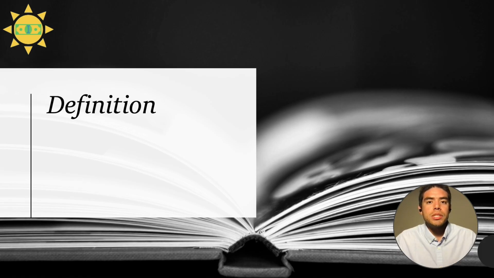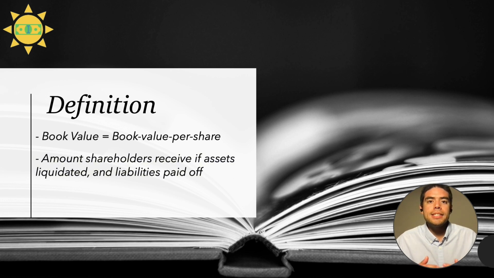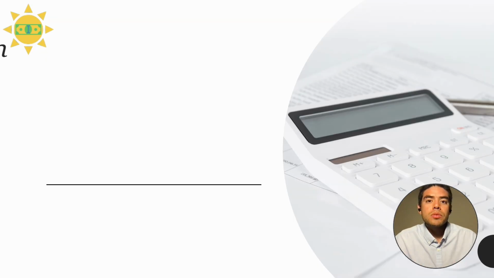Let's take the first step, which is the definition of the book value. So book value is equivalent to book value per share. It is the amount shareholders receive if all assets are liquidated and liabilities are paid off. Now that we know this, let's walk through the calculation of the book value.